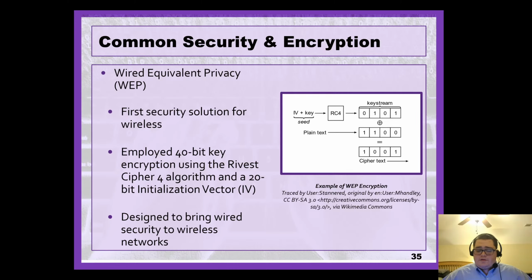This is the first security solution for wireless that was standardized, and it employed a 40-bit key encryption using the RC4 algorithm and a 20-bit initialization vector. It was designed to bring wired security to wireless networks. And this is a brief example of WEP encryption.